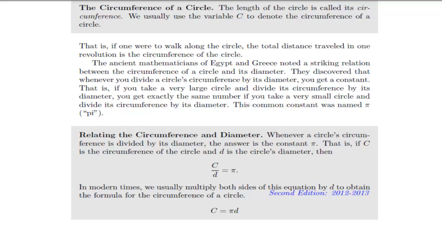The ancient mathematicians of Egypt and Greece noted a striking relation between the circumference of a circle and its diameter. They discovered that whenever you divide a circle's circumference by its diameter, you get a constant. That is, if you take a very large circle and divide its circumference by its diameter, you get exactly the same number as if you take a very small circle and divide its circumference by its diameter. This common constant was named pi.